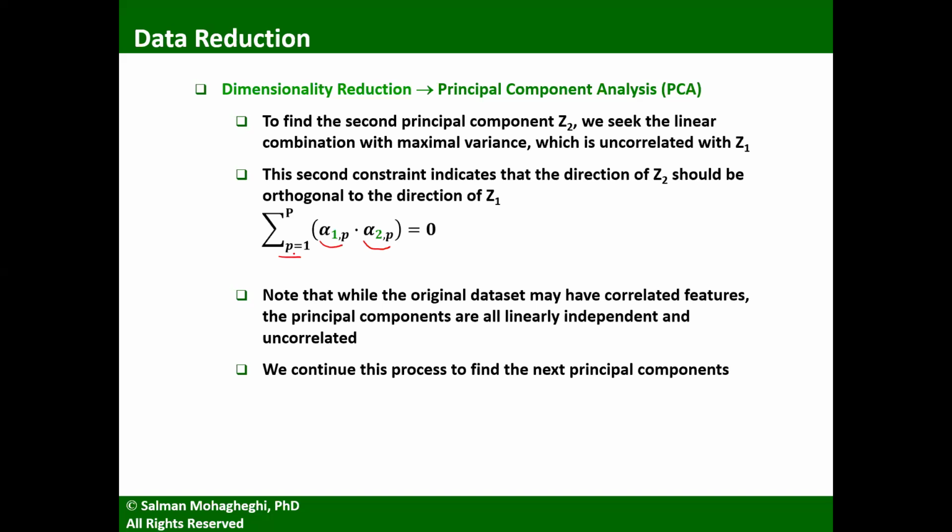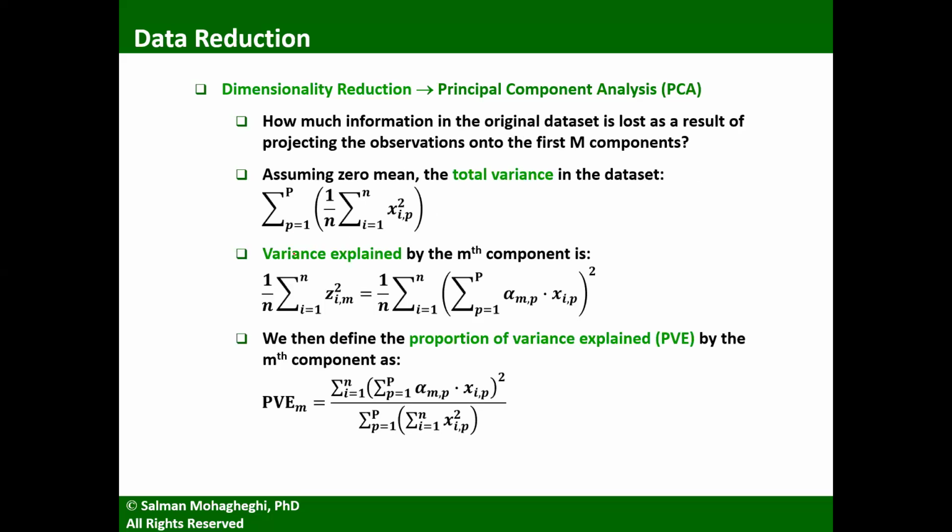So we do this for Z2, and as you can imagine, the process continues. So if you want to find Z3, you would find the dimension along which you have maximum variability, subject to the constraints that this new dimension is orthogonal to the dimension of Z1 and orthogonal to the dimension of Z2.